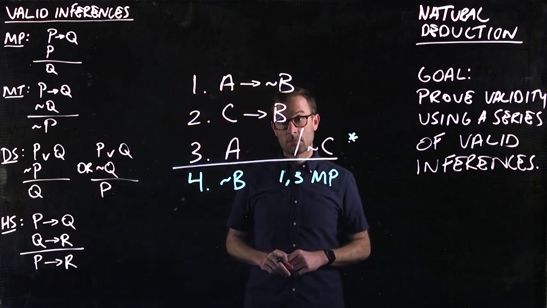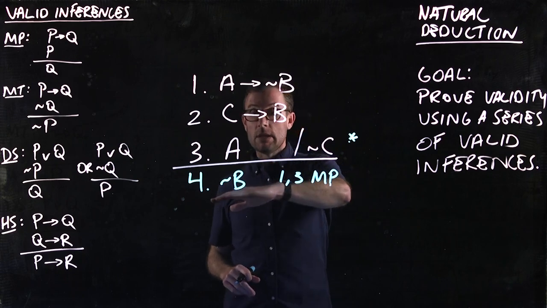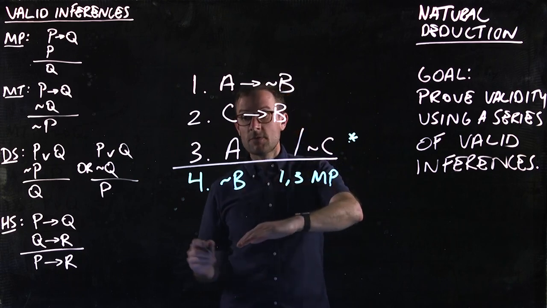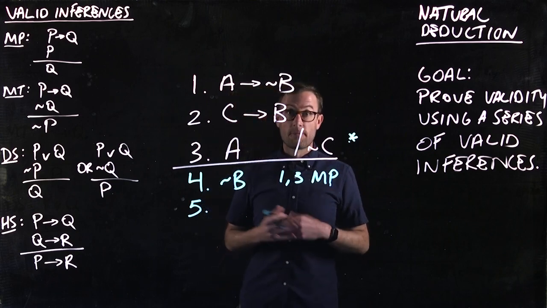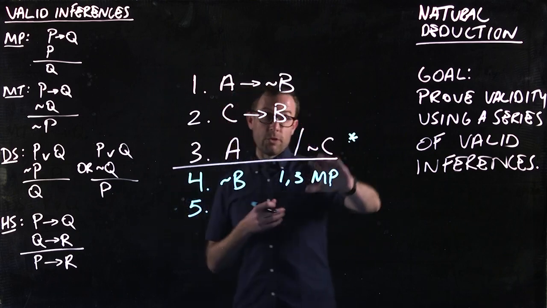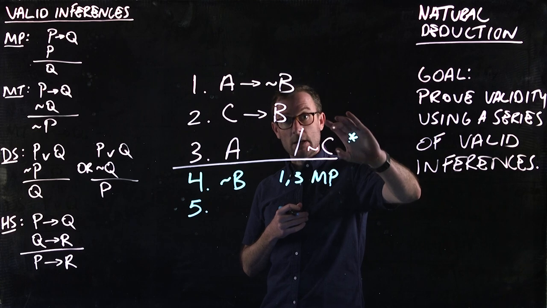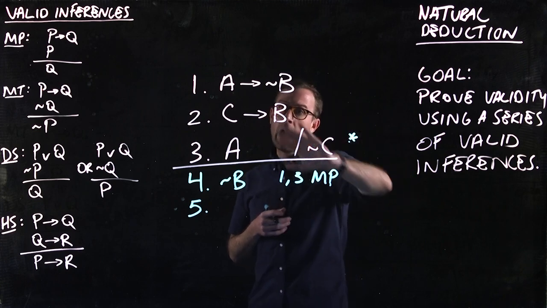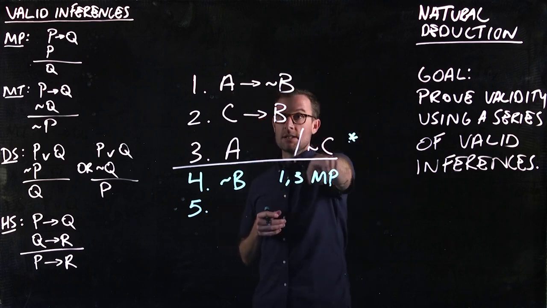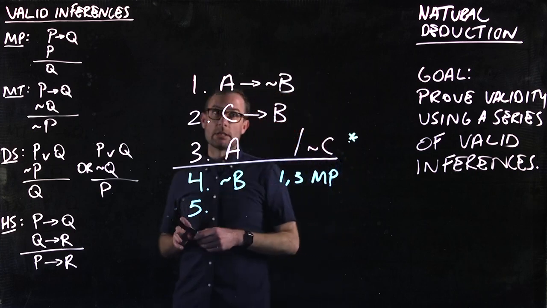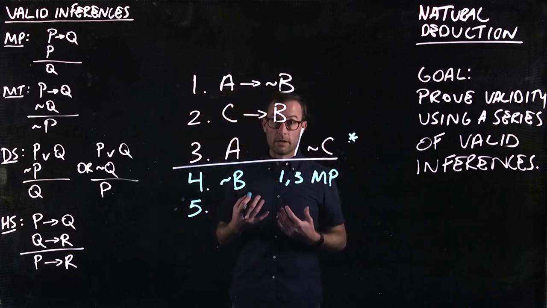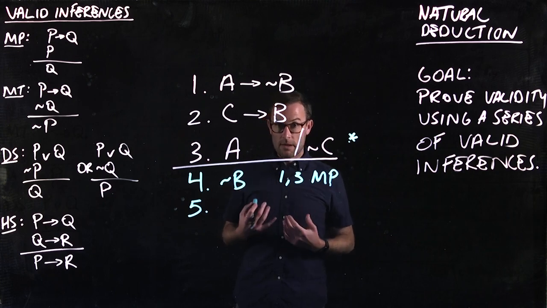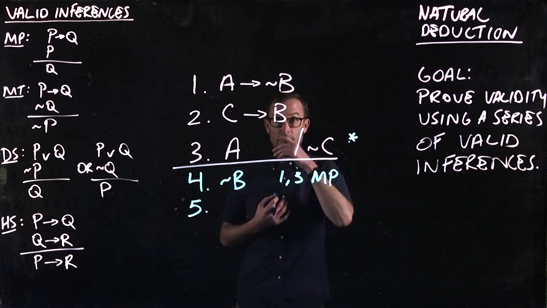modus ponens inference. Now any of the additional premises in the proof become available to us for further inferences, with the idea of getting here to not C. Now I don't see negation C anywhere in the premises. So I know that I'm going to have to apply another argument form. I'm going to have to make another inference and see if I can get there.